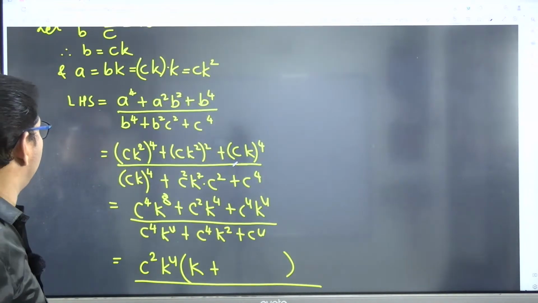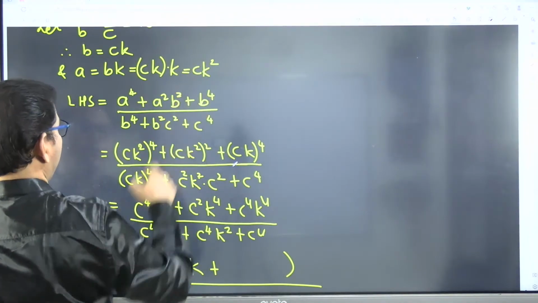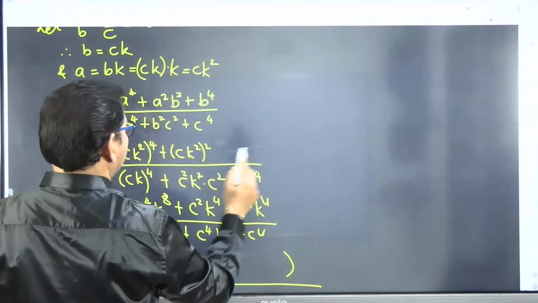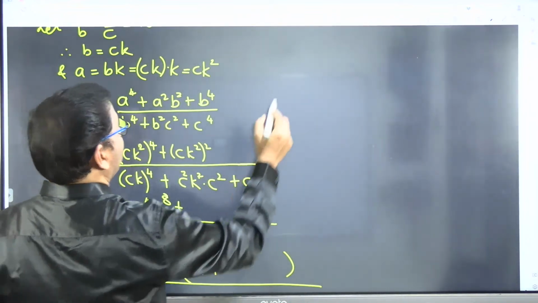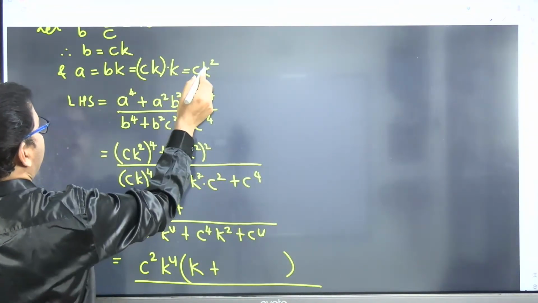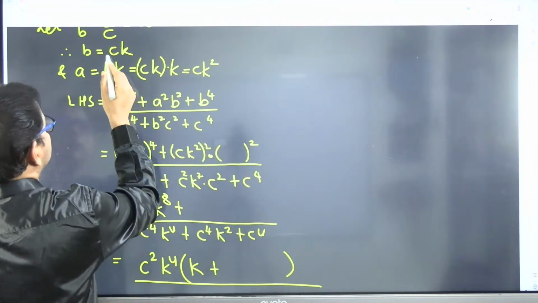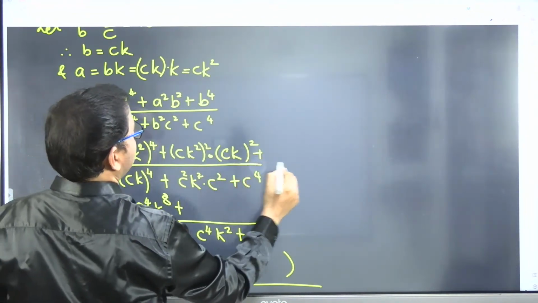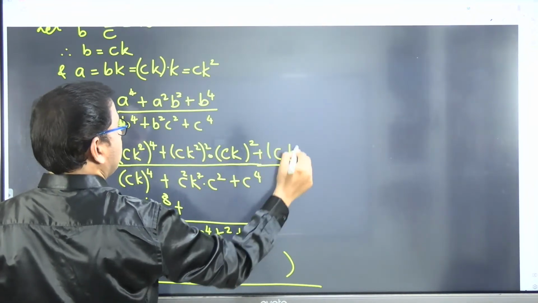A square, B square. A square is c square. Acha, okay. Wait. I have just substituted A square and not the B square. A square is c k square ka square into B square. What is B square? B square is c k square plus b raised to 4. B raised to 4 will be c k. B is c k raised to 4.